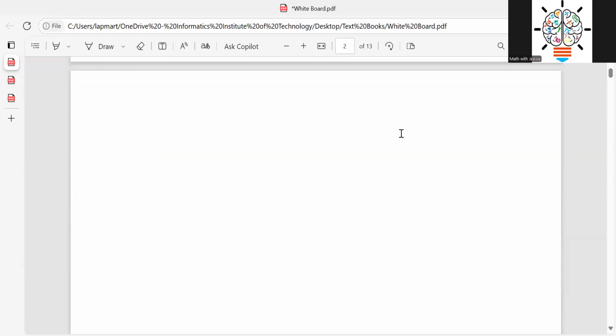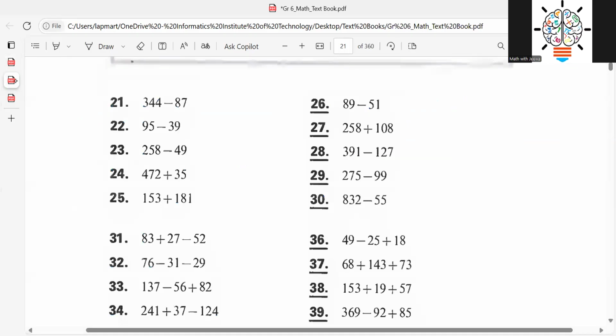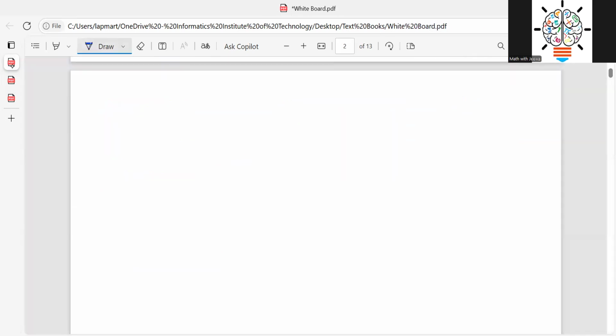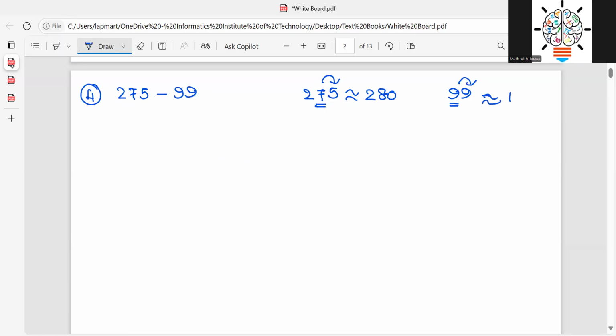Then we will move to the next one, 275 and 99, right? 275 becomes 280, and 99, we look at this, becomes 100. Right? See what I'm doing.